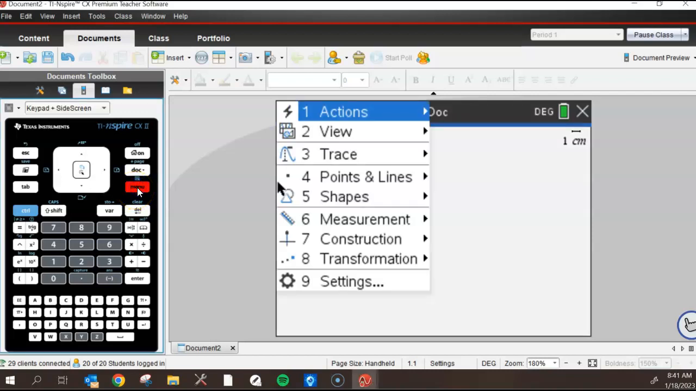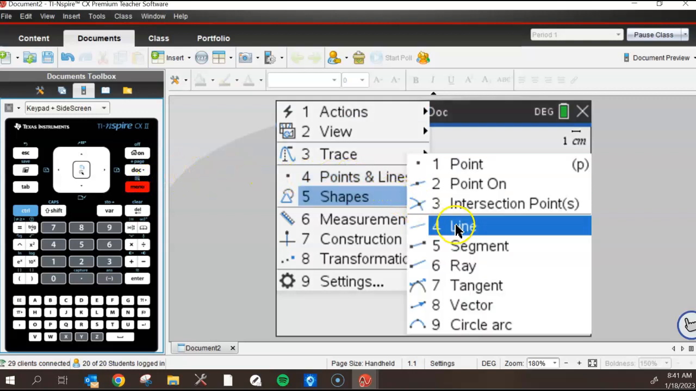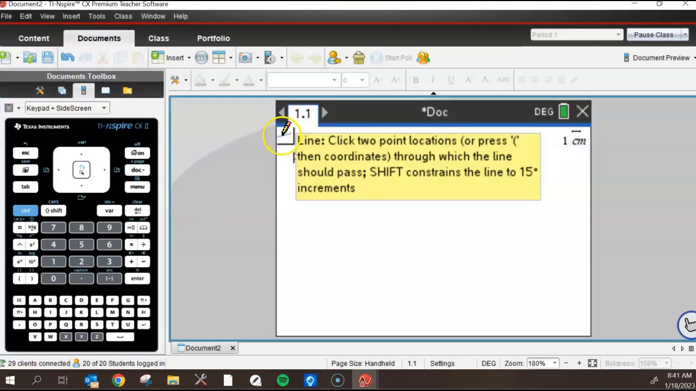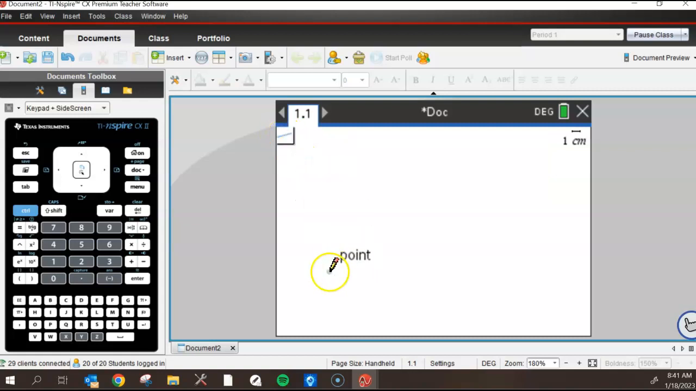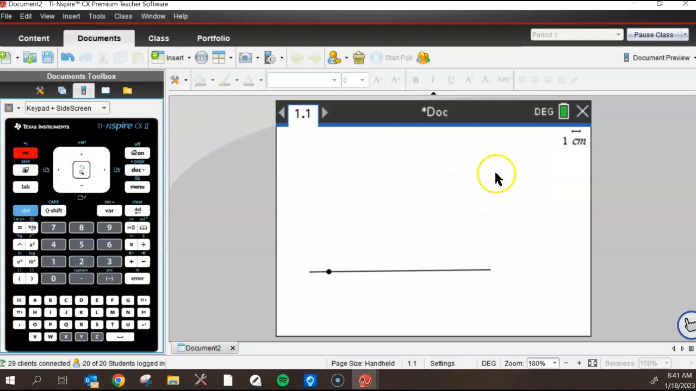So menu, option 4, points and lines, and I'm just going to choose option 4, line. Just like usual, it'll pop up the little icon telling us how to create a line. All we really have to do is just click on 2 points and that will create the line. I'm still in that line creation, so I'll hit escape. A few things to note about this line. So eyes on the screen.